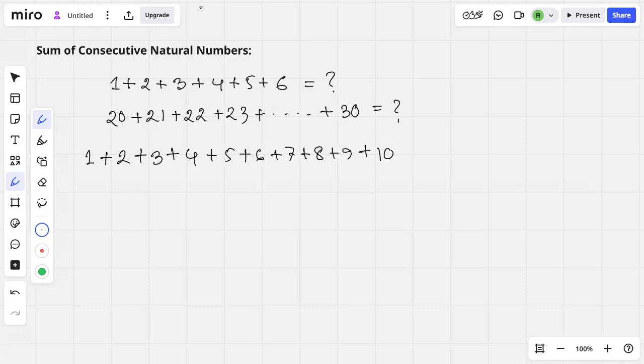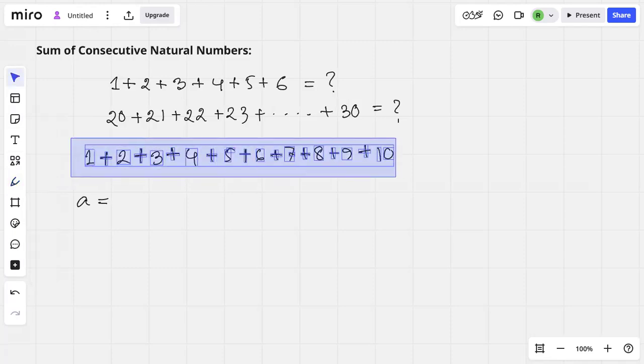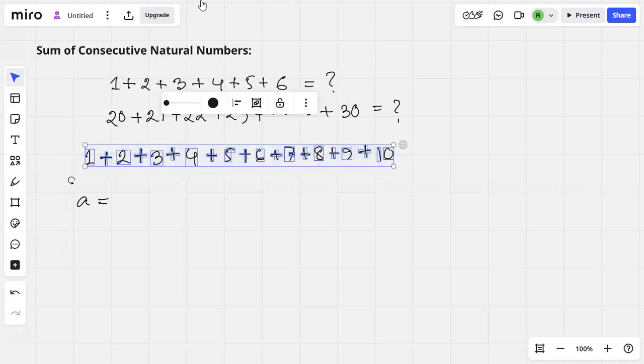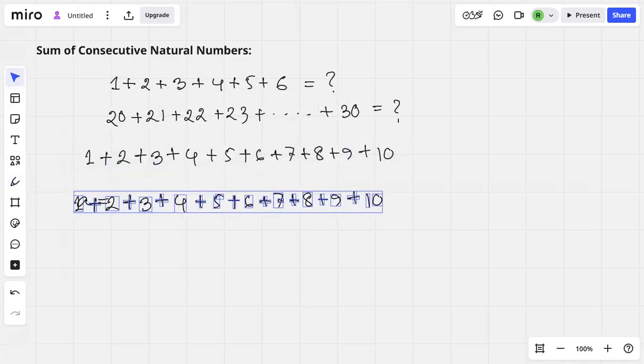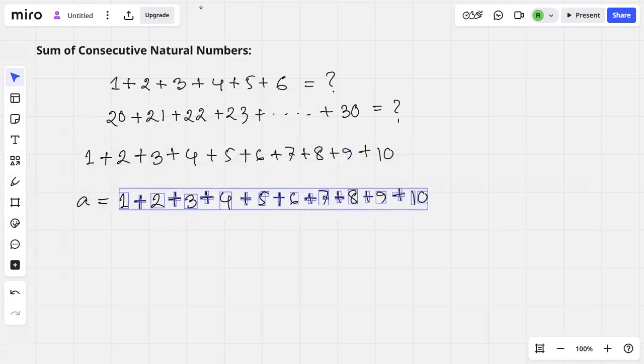To build a formula from here, let us assume A equals this: 1 plus 2 plus 3 plus 4 plus 5 plus 6 plus 7 plus 8 plus 9 plus 10. Let's just do it and see what it gives us. We just assume A equals this. If A equals 1 plus 2 plus 3 plus 4 like this, we can also say that A equals, from the reverse way, 10 plus 9 plus 8 plus 7, all the way to 1, which means a very similar thing.